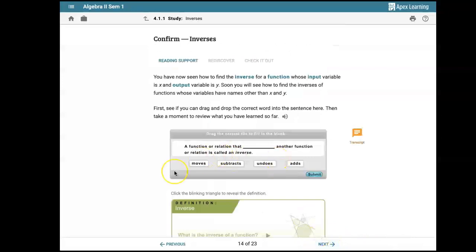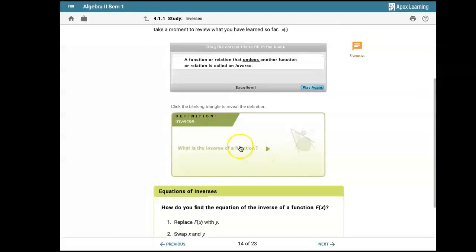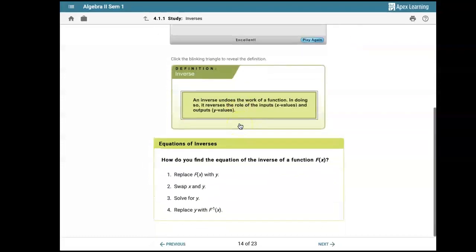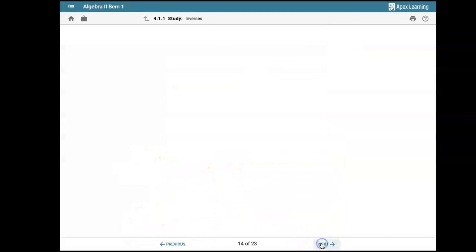All right, so a function or relation that undoes another function is also called an inverse. The inverse of the function works to undo that original function. So again, it flips the inputs and the outputs. It flips your x and your y value. And how we do that, again, those 4 simple steps right there.